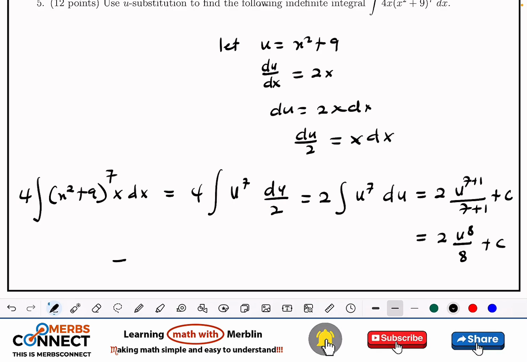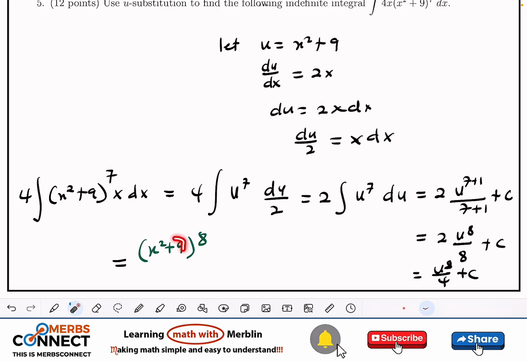So our final solution will be equal to, I can even divide this and this. Let me just simplify it here. So this is going to be u to the power 8 divided by 4, and then plus c. So when I plug in the u, which is x squared plus 9 all to the power 8.